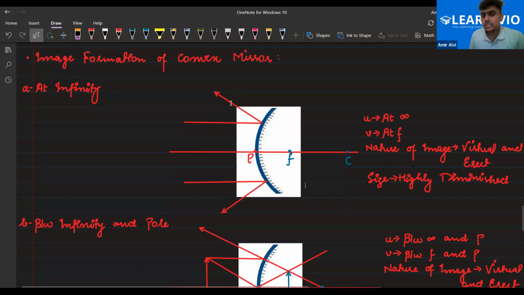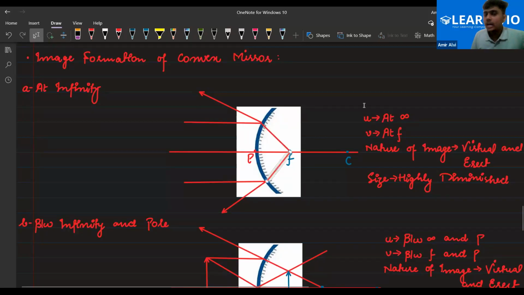What we have to do is see whether they are merging in the backward direction or not. So I'm just extending them in the backward direction to check. As you can see over here, Naveed, the light rays are behind the mirror. Is that clear to you, Naveed? Any doubts so far? Okay, that's good.